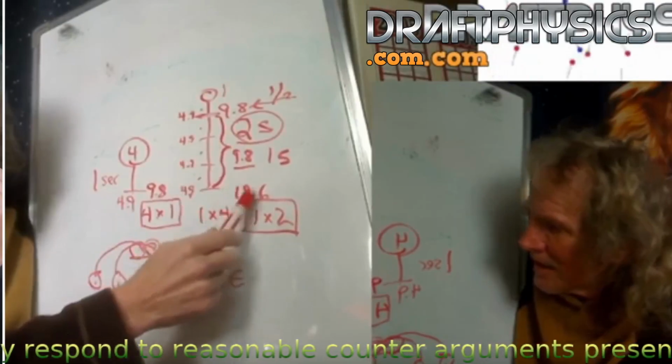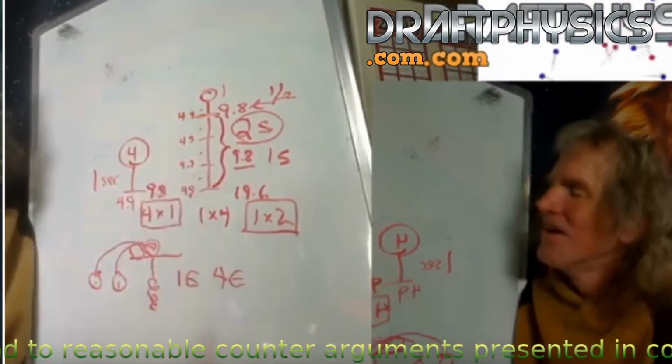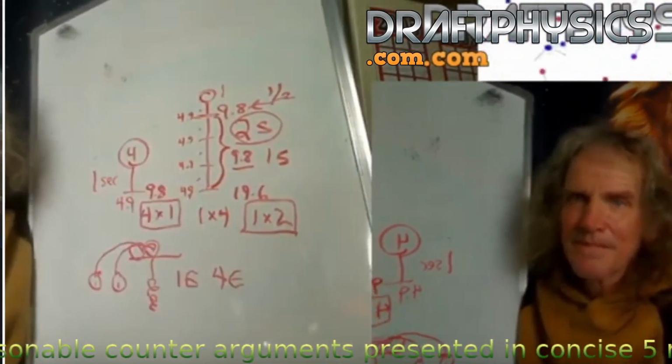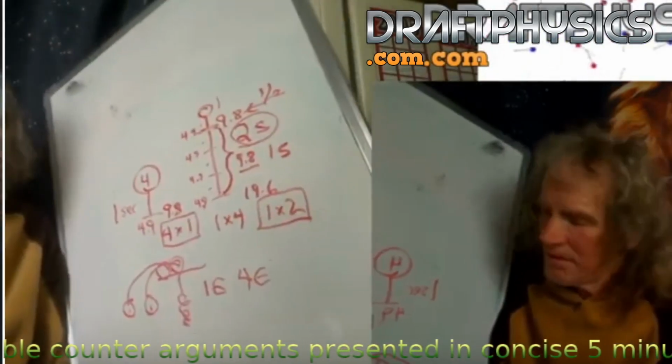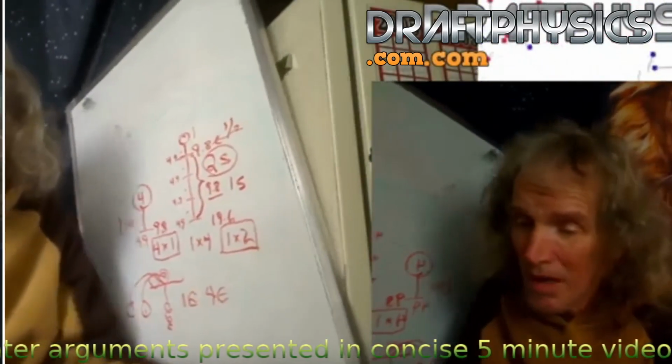It's unreasonable to think that in 2 seconds, even though it only got 19.6, even though it was going half the velocity here, that somehow it collected four times the energy. And no, it didn't. Didn't happen, won't happen, can't happen.